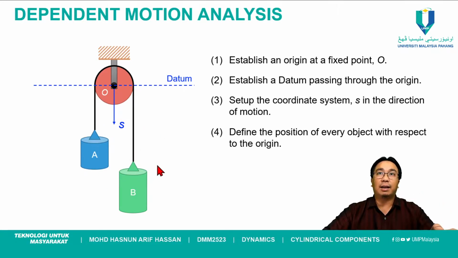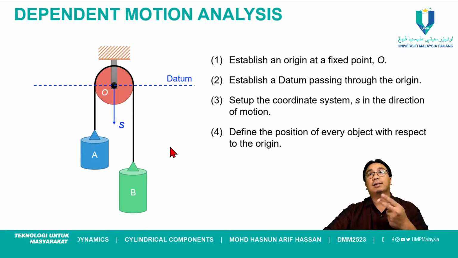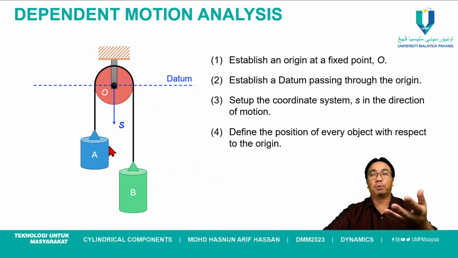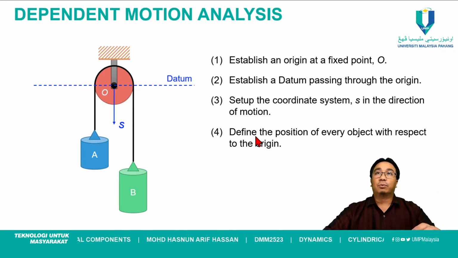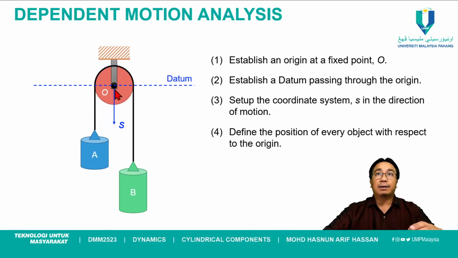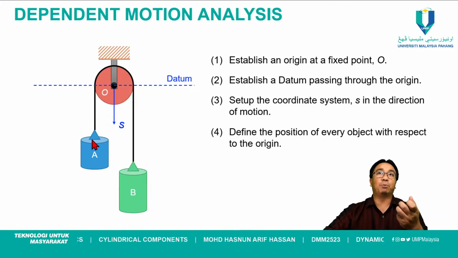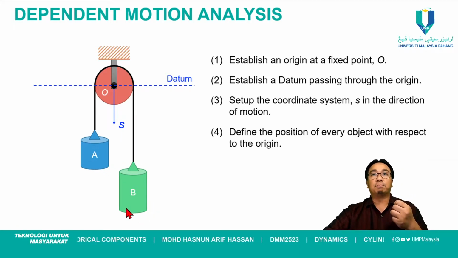So dalam problem ini we only focus on A and B. So there are 2 objects in this problem lah, in this figure. So what I mean by number 4 is the position. Tadi kita dah kata ini origin kita pada O. O is the origin. Coordinate system kita pointing ke bawah. So we need to know what is the position of A, what is the position of B.